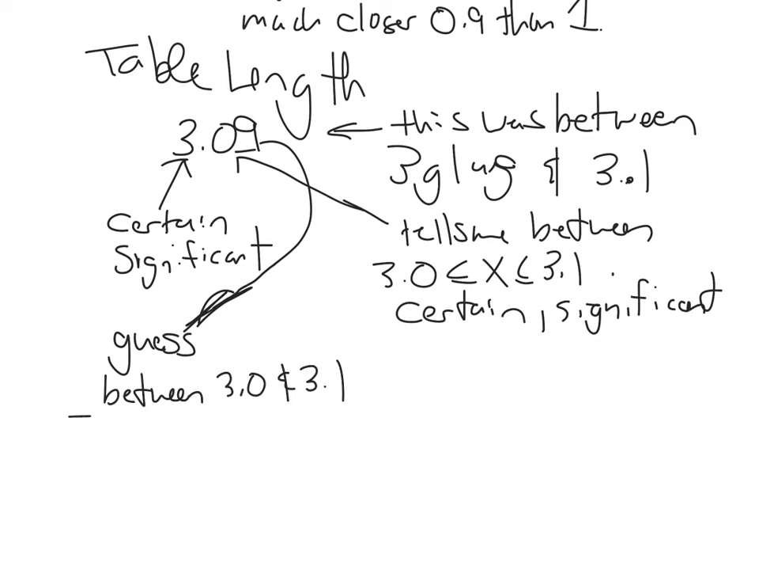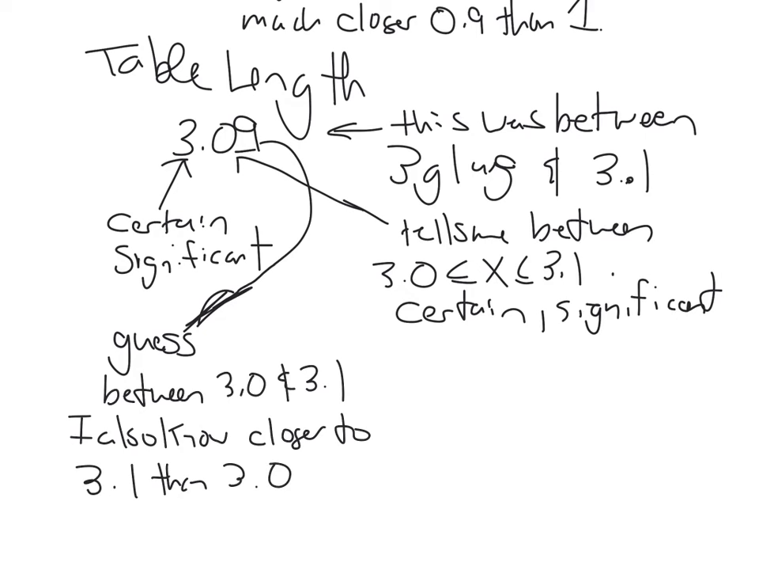I also know that this measurement is closer to 3.1 than it is 3.0. That's the basis of the 9 here, and it's a guess. There is uncertainty. It's important to consider uncertainty and whether or not an uncertain number or a guess is significant. The fact that I also know that I'm closer to 3.1 than 3 is significant.